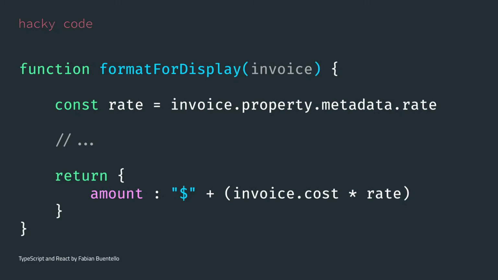The first year was perfect, right? We have this function here called formatForDisplay. What we do is we pass in an invoice, and we grab its properties, and we do some addition, and append or prepend a dollar sign symbol to it, right? So okay, cool, everything's perfect.